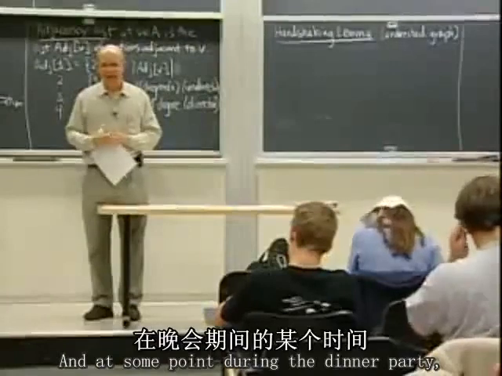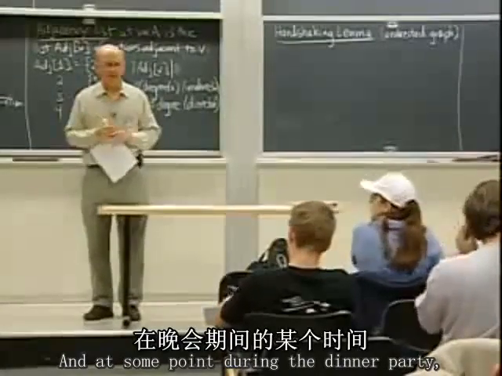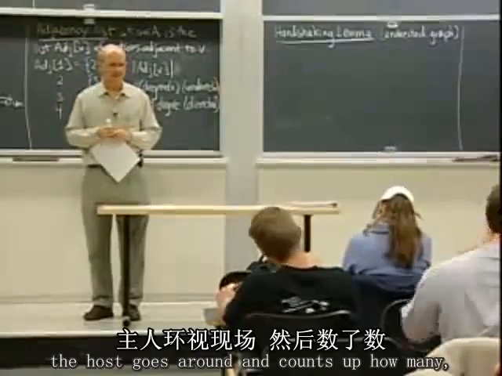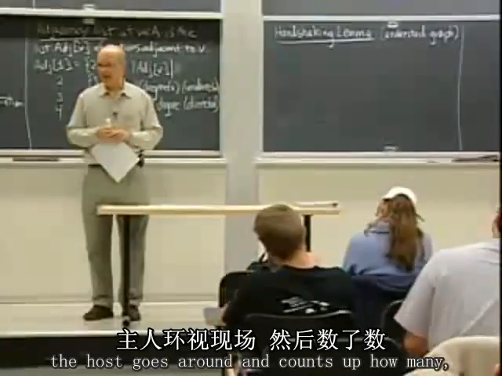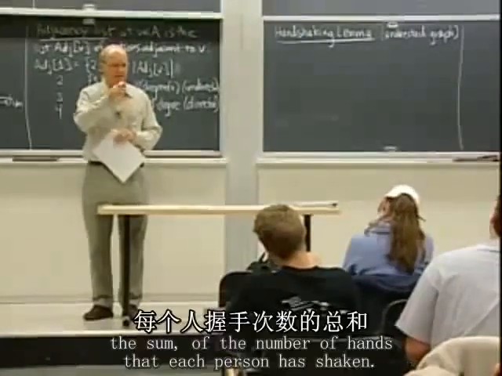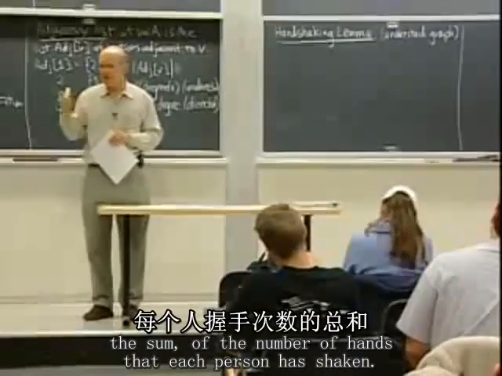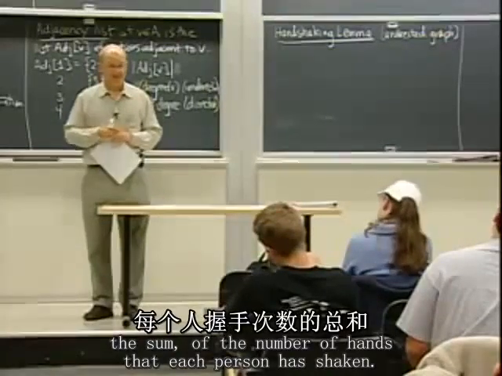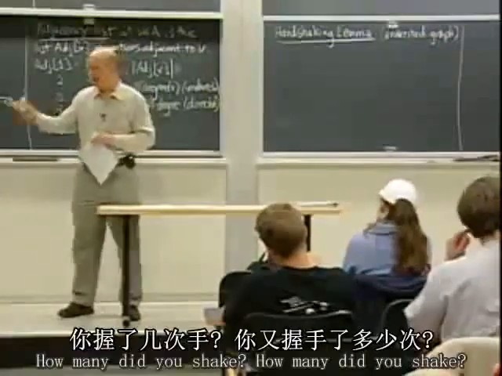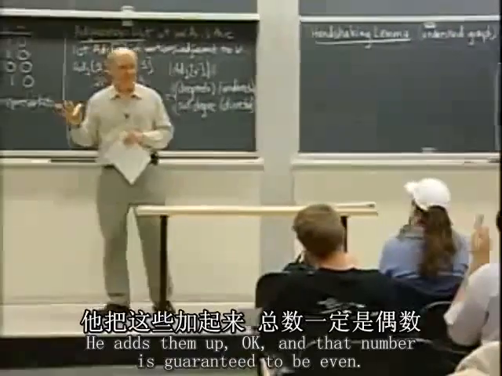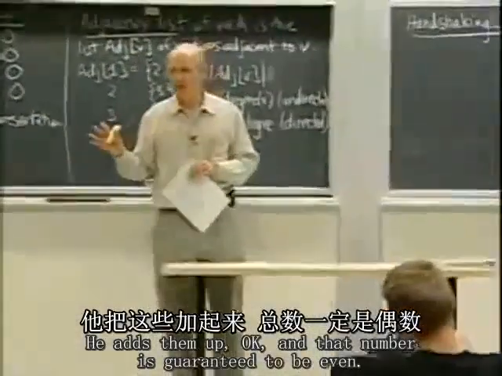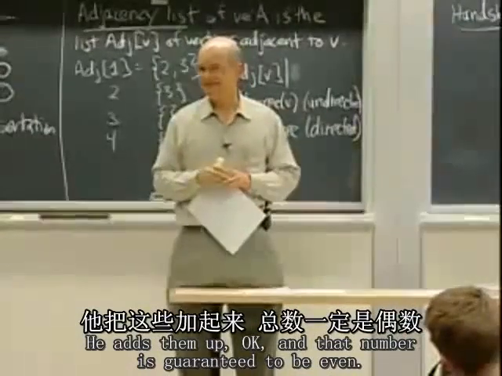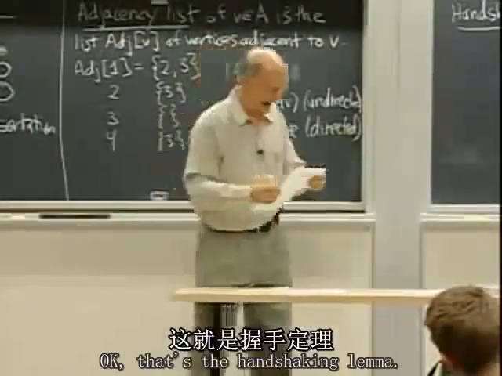Okay? And at some point during the dinner party, the host goes around and counts up the sum of the number of hands that each person has shaken. So it says, how many did you shake? How many did you shake? How many did you shake? Adds them up, okay, and that number is guaranteed to be even. Okay, that's the handshaking lemma.